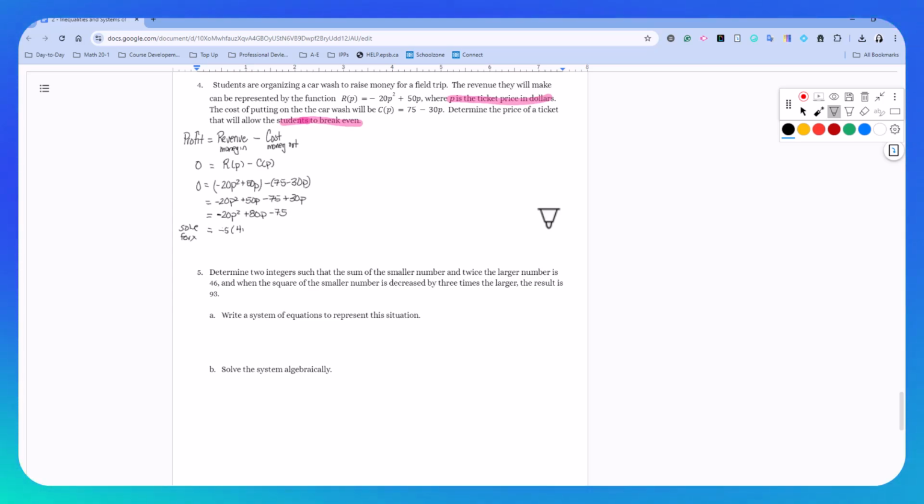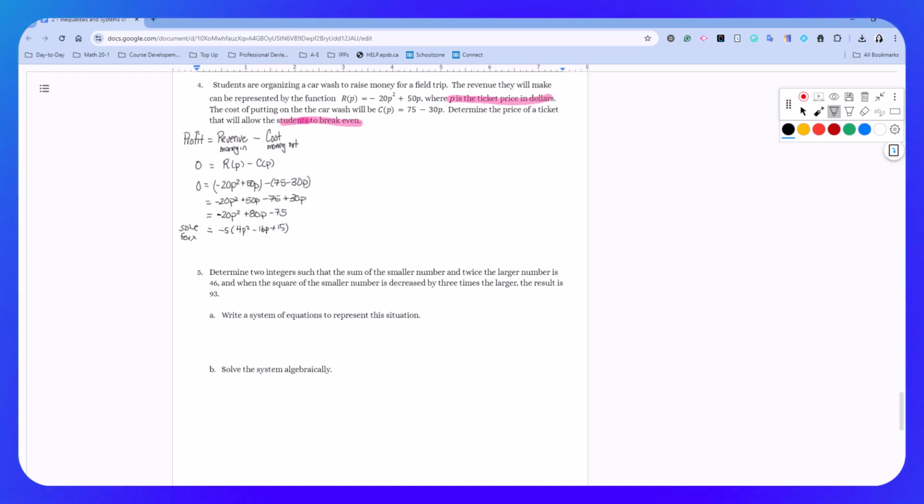So this is going to give me positive 4p squared. And then we get minus 16p. So 80 divided by negative 5 is negative 16. And 75 divided by negative 5 is going to be positive 15. So now I'm going to factor 4p squared minus 16p plus 15.